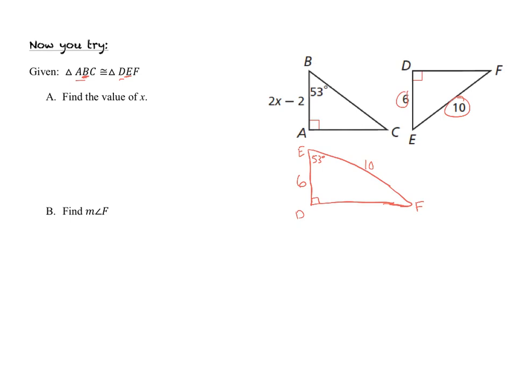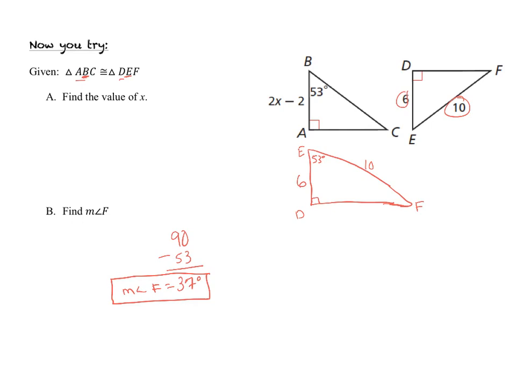All right, it tells us to find the measure of angle F now. Well, measure of angle F, since we already put in our 53, this is the corollary again. I can do 90 minus 53, and I get 37 degrees. So the measure of angle F is equal to 37 degrees.